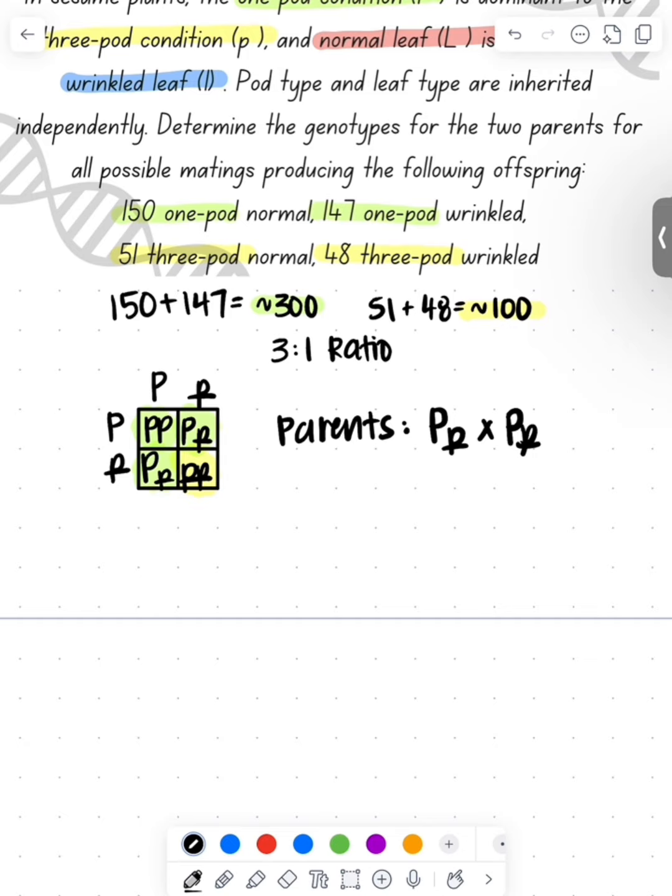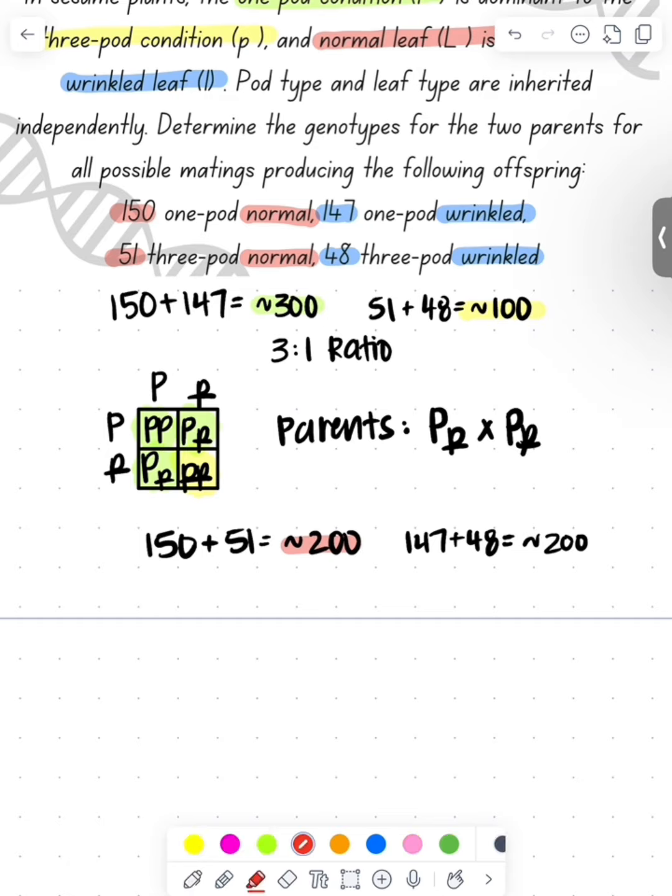So now let's look at the normal versus the wrinkled. So we see that 150 are normal and then 51 that are also normal. So that's about 200 of them that are normal. And then 147 are wrinkled, plus the 48 that are also wrinkled, that's about another 200. So we see that we have a 1-to-1 ratio of the normal to the wrinkled leaves.